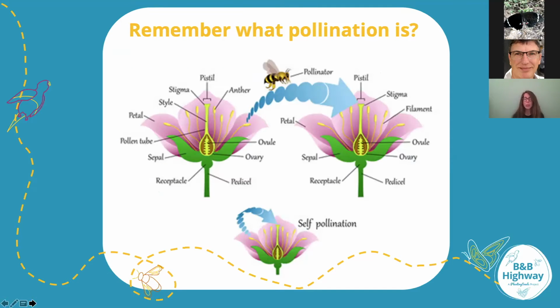So pollination, just revisiting that, is the movement of pollen from flower to flower, but it needs to be moving from one particular part of a flower to another particular part of the flower. We can see all the labeled parts of the flower here. Some of them are quite tricky names.